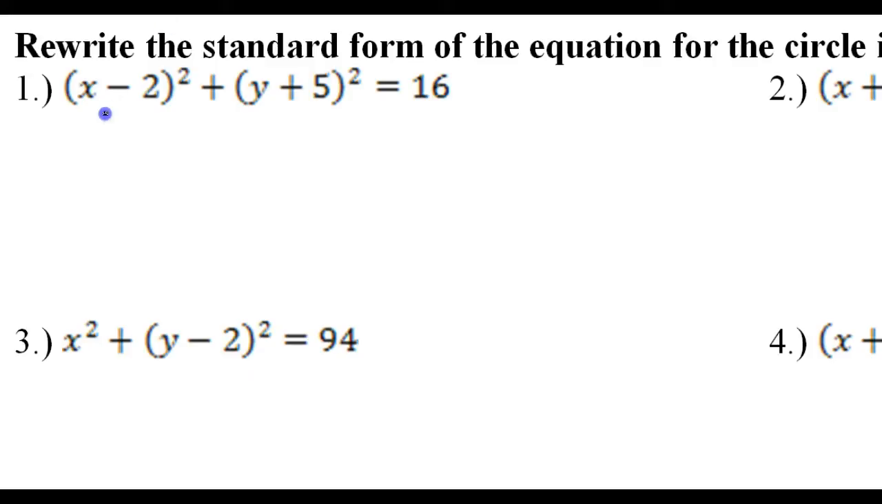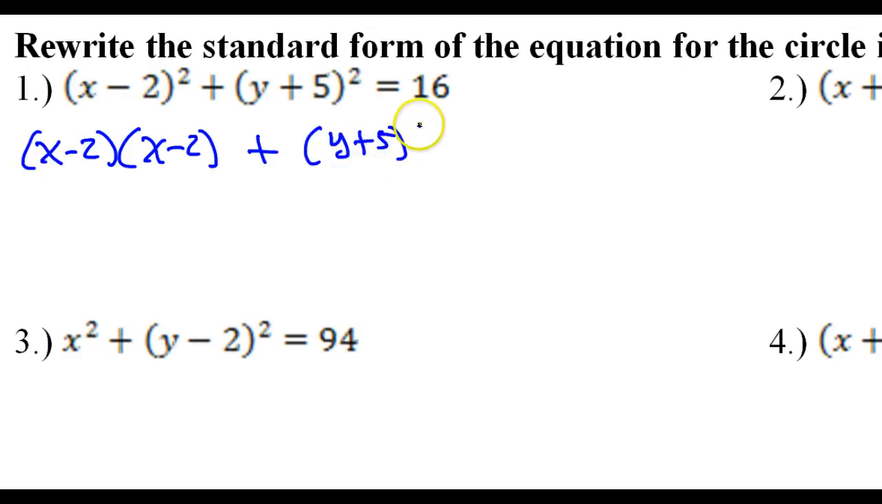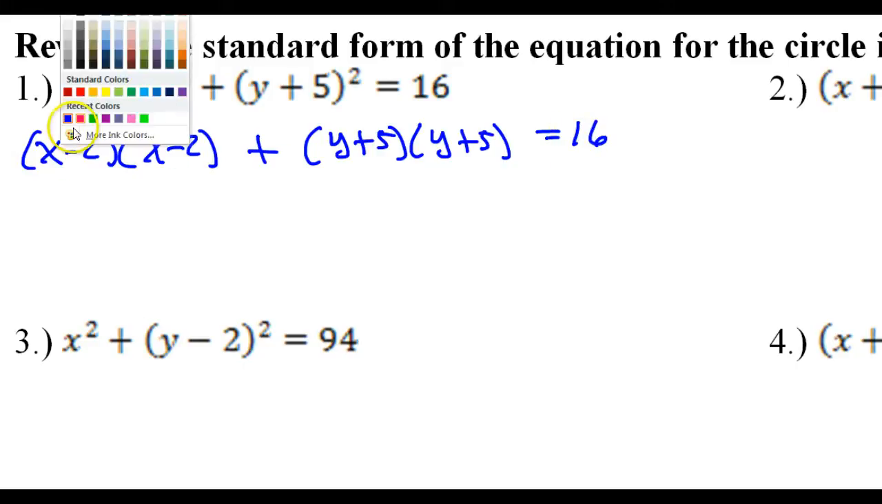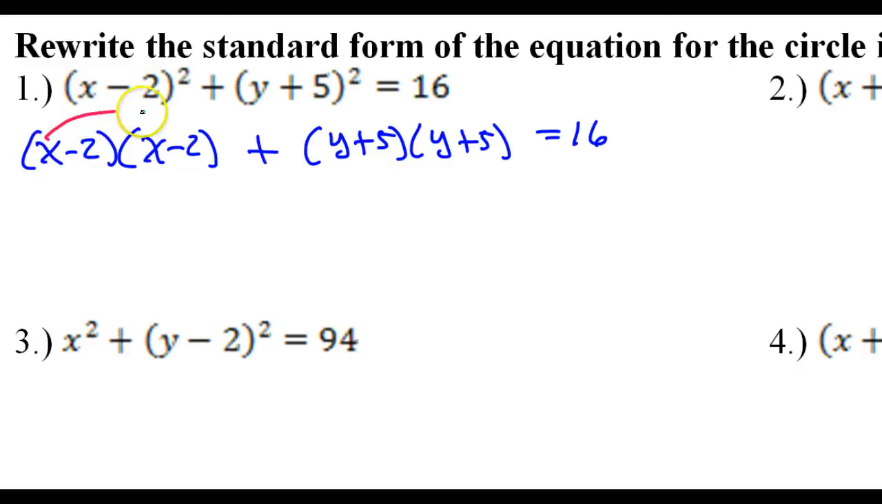So the way we can accomplish that is by understanding that (x minus 2) squared means (x minus 2) times (x minus 2). And (y plus 5) squared means (y plus 5) times (y plus 5). So we can do the distributive property. If I distribute my x's, I'm going to have x squared minus 2x, and then I'm going to distribute the negative 2, so that would be negative 2x plus 4.